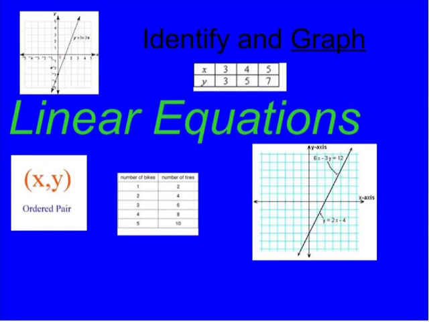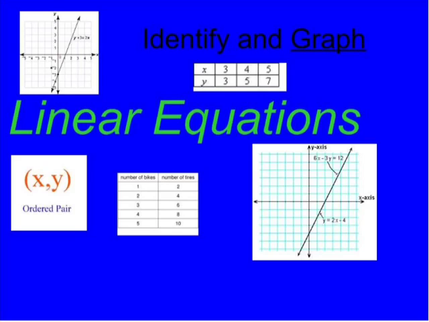In this lesson, we're going to look at graphing linear equations. We should be able to identify and graph a linear equation. This is an example of a linear equation that has been graphed. You can see here, this is a straight line on this graph. That's why it is a linear equation. Another example here of a linear equation.